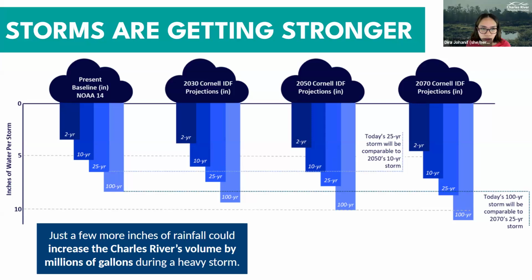The key point of this graphic is that we're still building infrastructure based on today's design storms, which is on the left side. But the reality is that a lot of the things we're building today are still going to be around decades from now, when those future larger storms are going to be more like the right-hand side of the graphic.